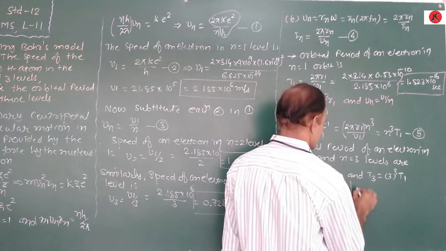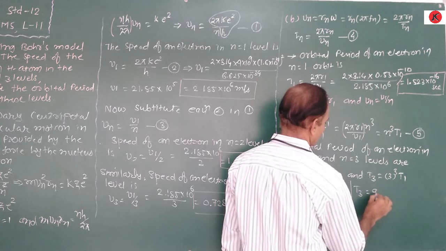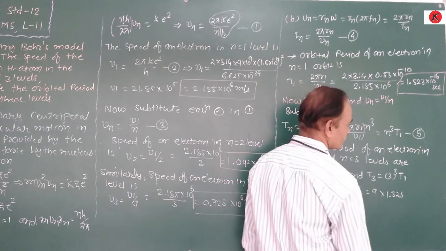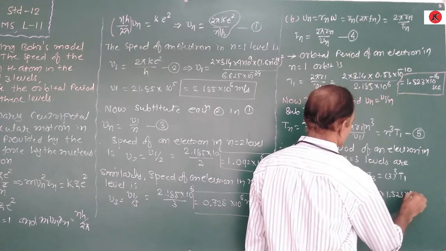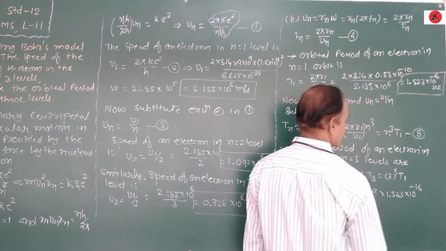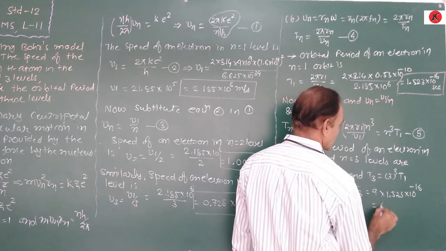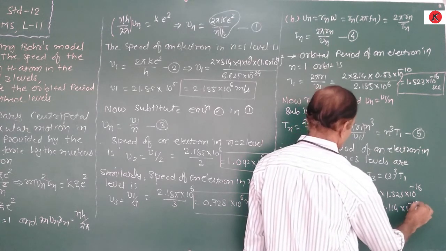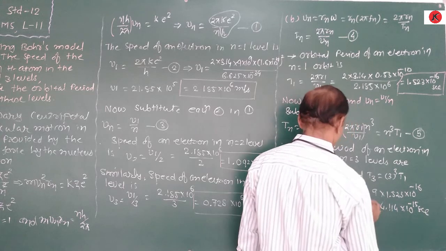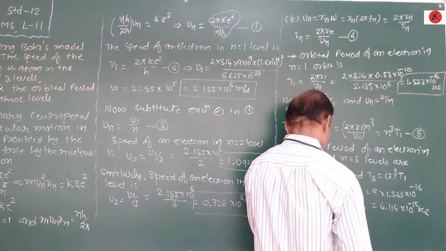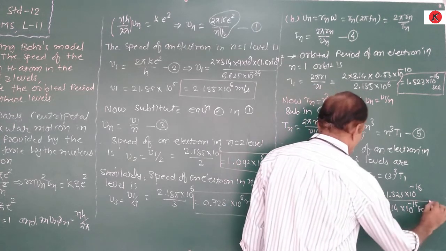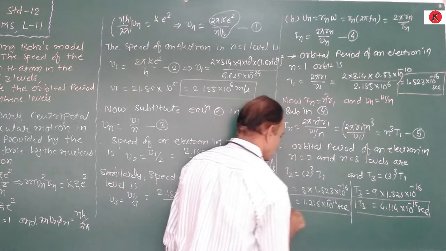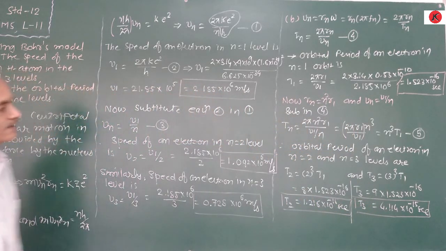Similarly, T3 is equal to 9 into 1.523 into 10 to the minus 16 seconds. So we obtain 4.114 into 10 to the minus 15 seconds. So these are the periodic time or the orbital period of an electron in second and third orbit respectively.